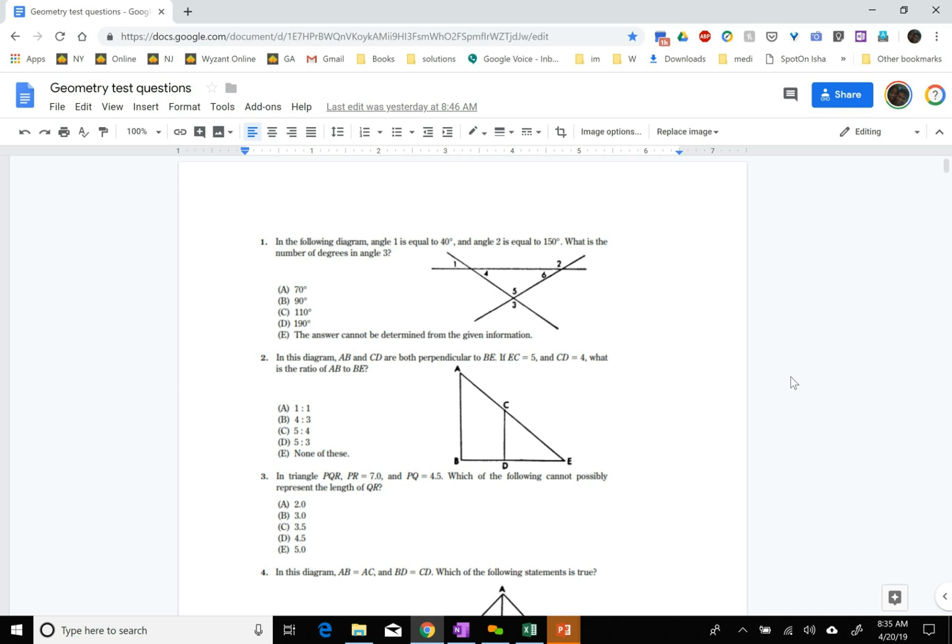Okay, so if 1 is 40, then that means 4 is 40. And then if 2 is 150, then 6 is 30. So then 4 and 6 is 70, and 180 minus 70 is 110. So then 3 is 110. C. Perfect. Okay. Now let's try number 2.